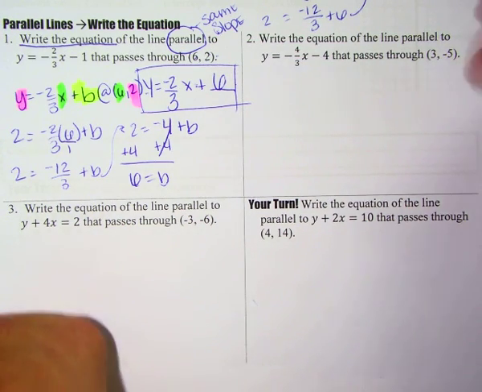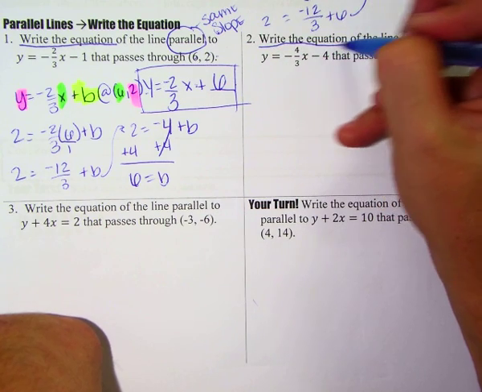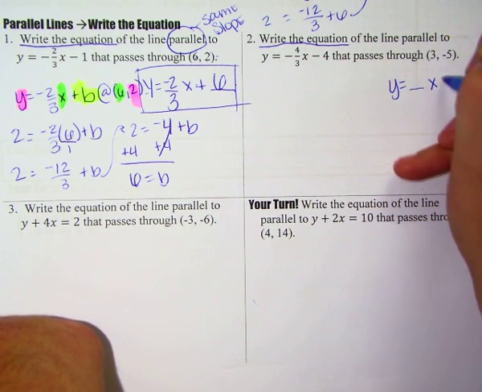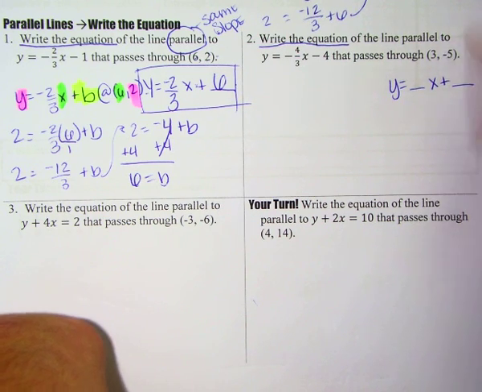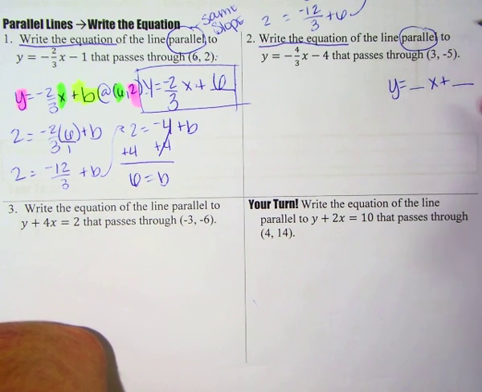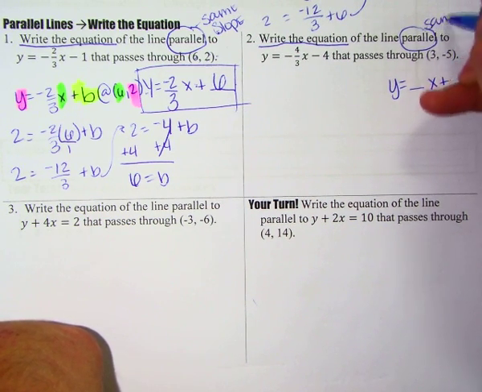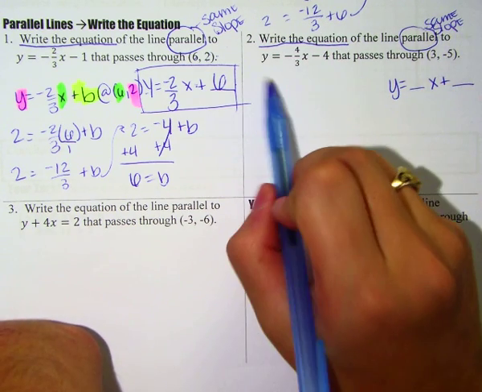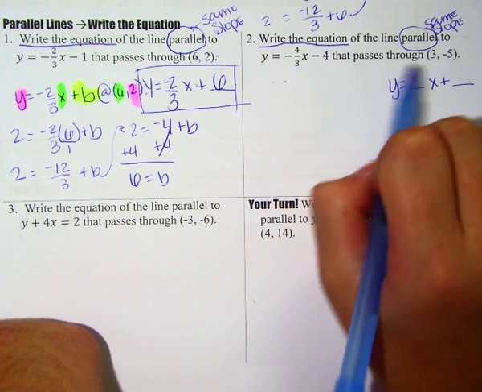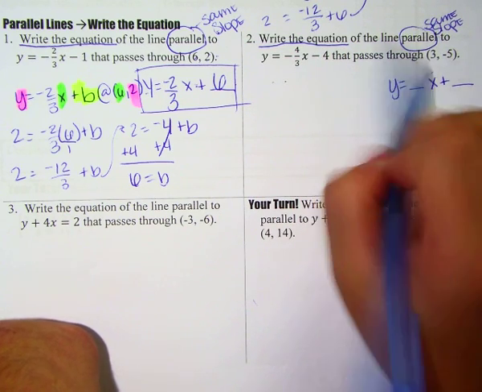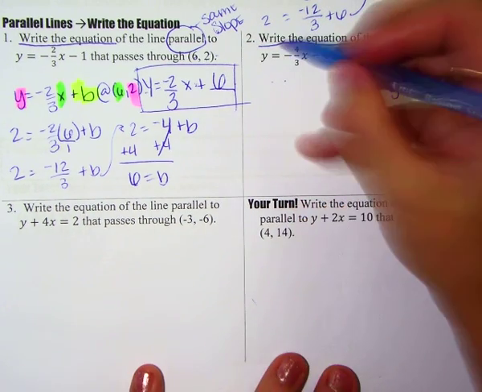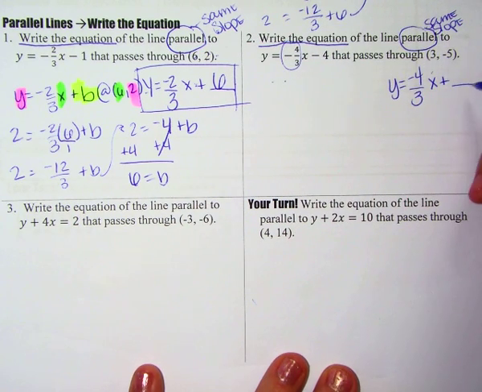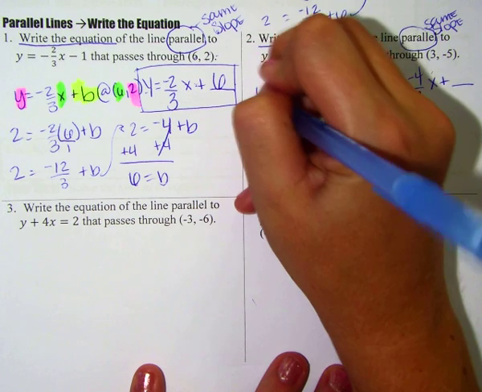Let's go ahead and do another one. This says write the equation, so I will write the skeleton of a line parallel. What does it mean to be parallel? It has the same slope to that equation and passes through that point. So if this is our equation, I know that my slope is negative 4/3. I don't know my y-intercept.